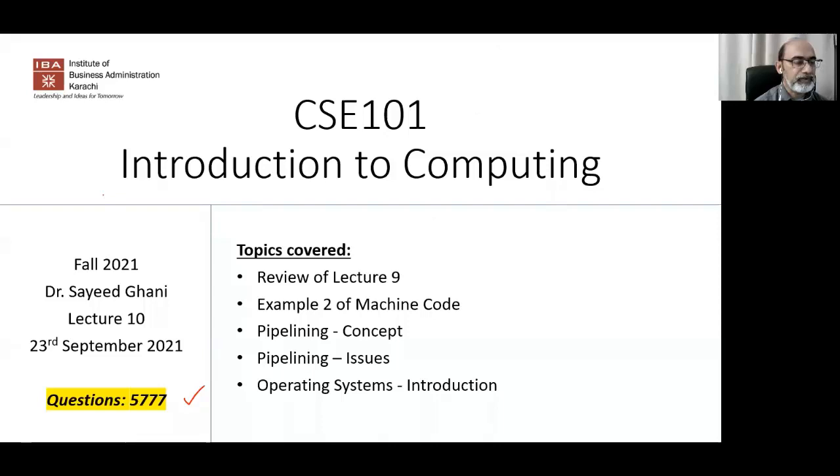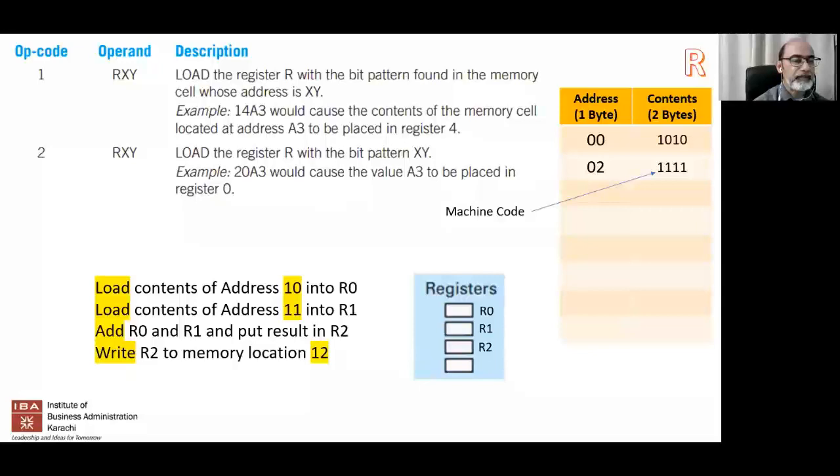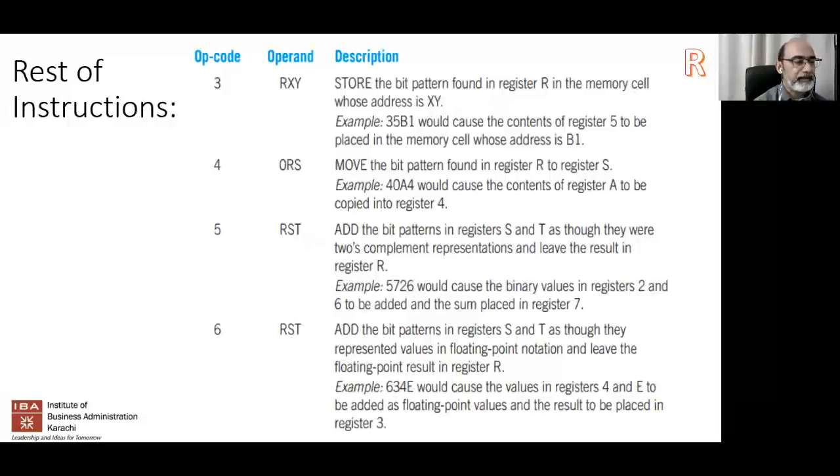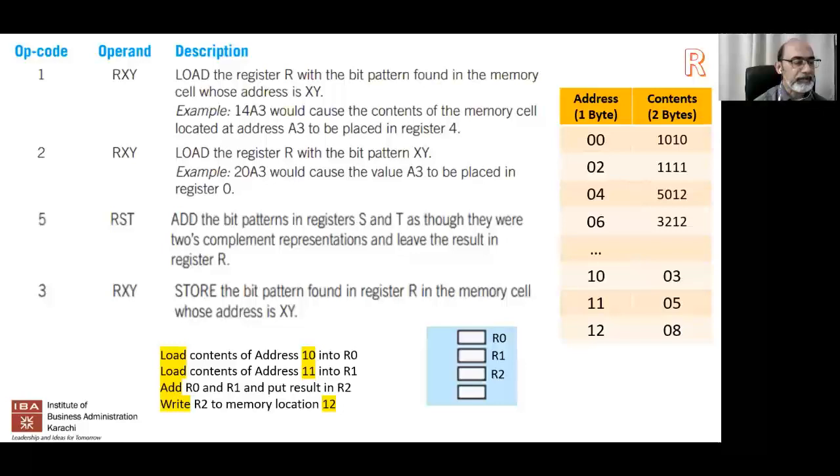Quick review of lecture number 9. And we spoke about the structure of the example of Appendix C, the 8-bit machine. And then we saw a number of sample instructions of that particular machine. And we saw how we could actually achieve a certain objective of loading and adding two numbers and putting the result in memory using those instructions.